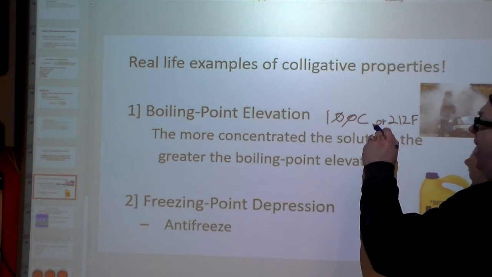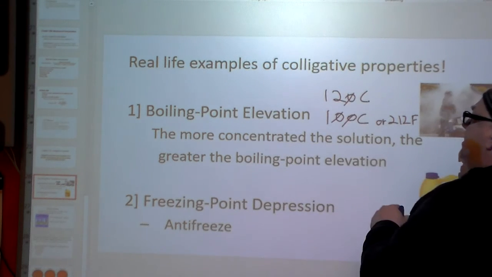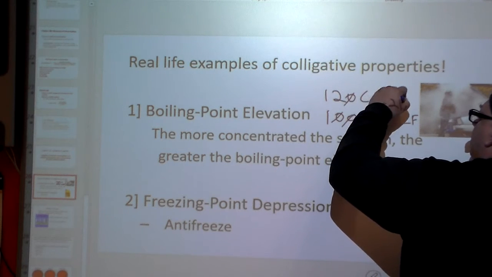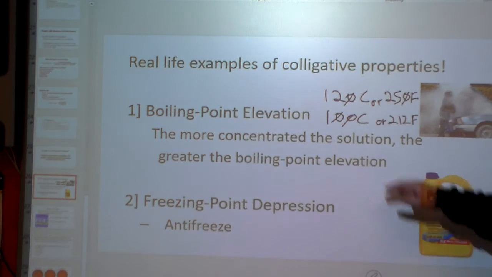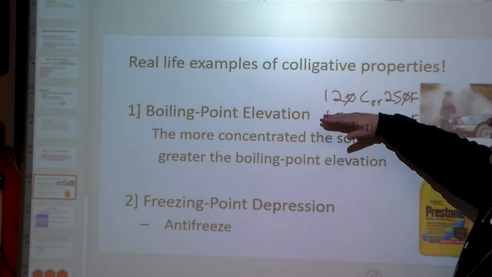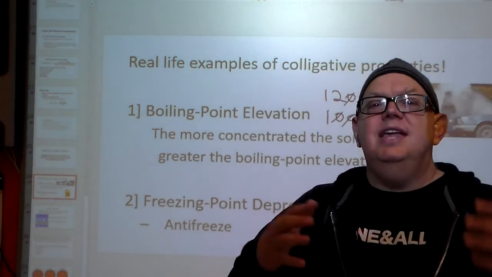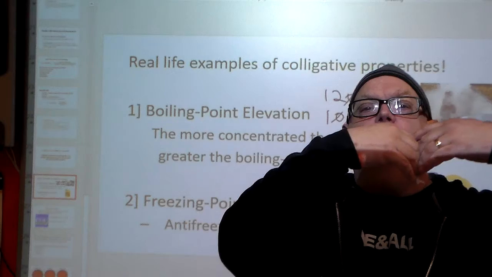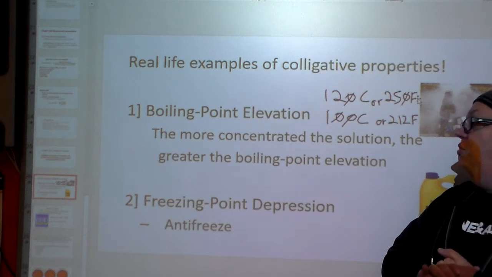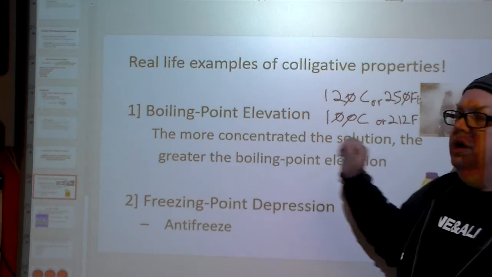In other words, instead of having water boil at 100 Celsius, maybe we ought to have it boil at 120 Celsius. Now, I don't know the conversion, but I'm just going to go ahead and say 250 Fahrenheit. So the idea, ladies and gentlemen, is when we elevate the boiling point, we're raising the boiling point of the water. Well, what does that mean? It means it's taking longer and it's going to need more energy to get the water to boil at 120 Celsius compared to 100. Now that's a colligative property, boiling point elevation.